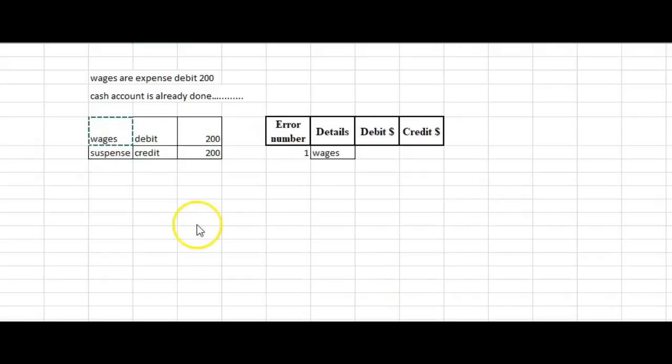According to the double entry principle, we cannot leave the credit side empty. However, cash has already been credited as shown by the updated cash book. This leaves us with a missing credit entry, which is recorded in the suspense account. Therefore, the journal entry is debit wages $200, credit suspense $200. On the right-hand side of the screen, I have shown the journal entry in the exact format expected in the exam.